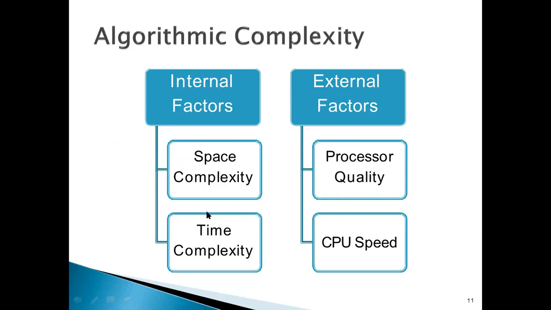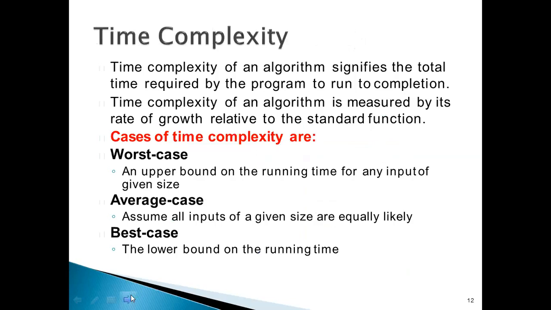In internal factors there are two parts, space complexity and time complexity. And external factors are processor quality and CPU speed. These external factors we are not concentrating on, because we are using or purchasing them. So here we are concentrating on internal factors, that is algorithmic complexity having two factors, space complexity and time complexity. We are focusing on time complexity here.